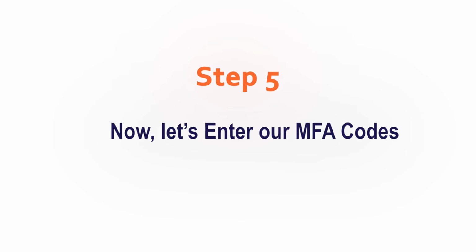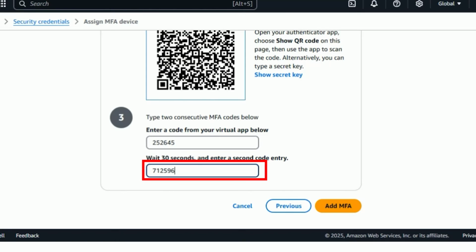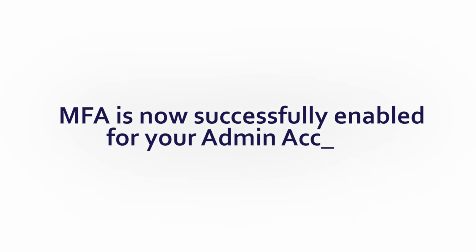Step 5. Now, let's enter our MFA codes. Enter the first code displayed in your Authenticator app. Wait for 30 seconds for a new code to appear. Enter the second code. Click Add MFA. MFA is now successfully enabled for your admin account.